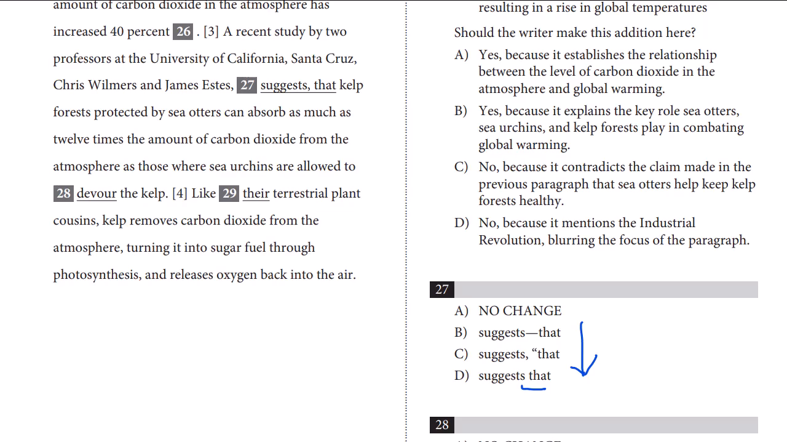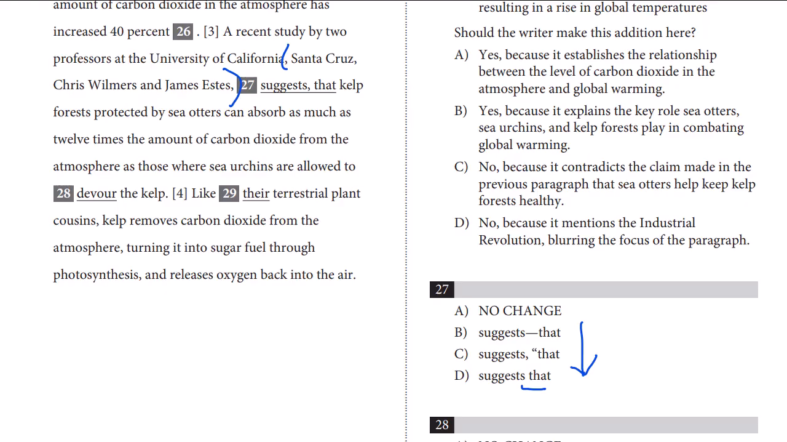A recent study by two professors at the University of California, Santa Cruz, Chris Walmers and James Estes, comma, suggests that kelp forests. So a recent study by two professors at California suggests that. So in between here is really all parenthetical, right? It's an appositive because these guys are the two professors. That's set off. So I could pull that out, which might make this easier to read.